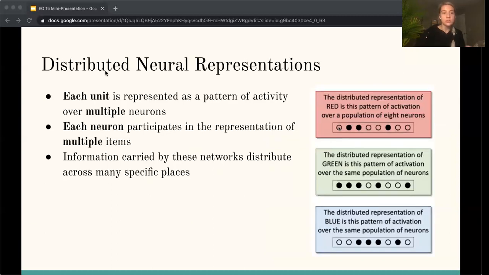The next feature I want to talk about is distributed neural representations. This is where each unit is represented as a pattern of activity over multiple neurons, and then each neuron participates in the representation of multiple items. And so these representations store information in their pattern of weights or connectivity. And this particular pattern of connectivity in the network ultimately determines what output is produced in response to particular inputs. Any one neuron can respond to an entire range of stimuli, and thousands of neurons can respond to any given stimulus, which is actually shown by the image on the right.